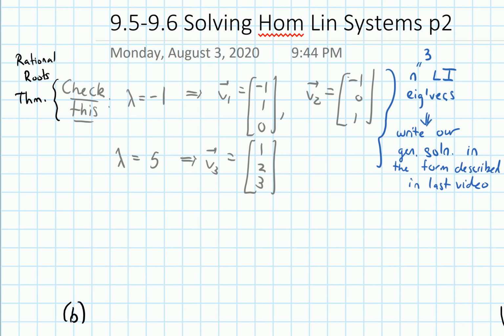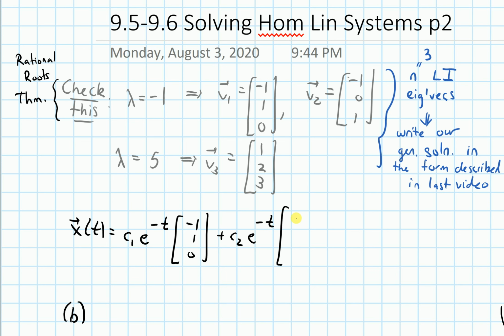Okay, so our solution x of t is going to look like some constant c1 times e to the -1 t, so the -1 is the coefficient of t, multiplied by its eigenvector, which is -1, 1, 0. But there's another eigenvector that goes with -1, so I write that as well. So I have c2 times e to the -t, and then I write the other eigenvector, -1, 0, 1. And then we have one more, so we have c3 e to the 5t for this eigenvalue times its corresponding eigenvector, 1, 2, 3, and that is the general solution right there.